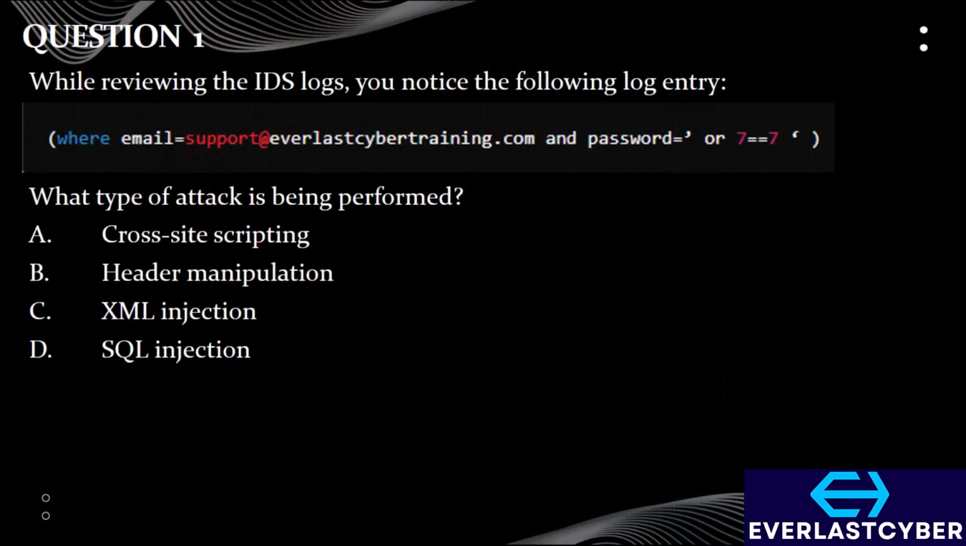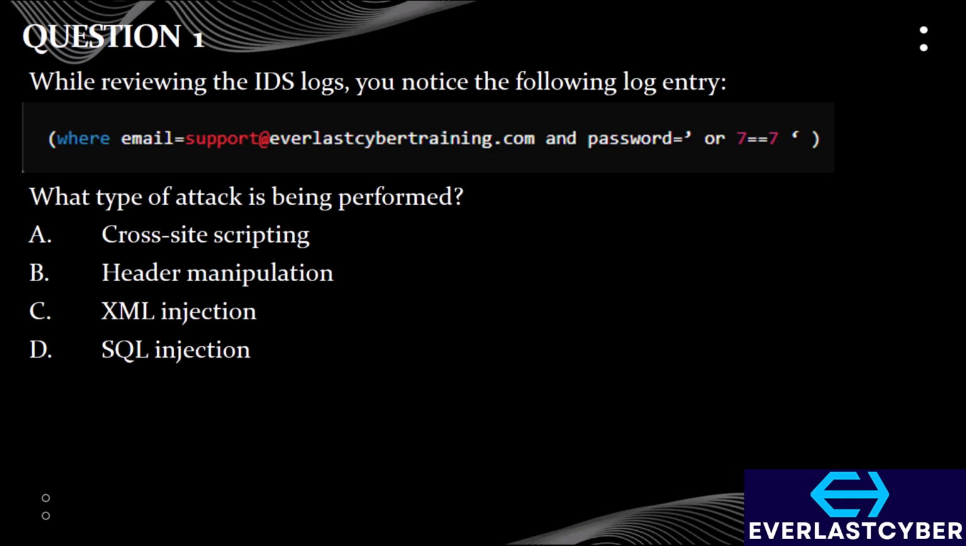Question 1. While reviewing the IDS logs, you notice the following log entry. What type of attack is being performed? A. Cross-site scripting. B. Header manipulation. C. XML injection. D. SQL injection.